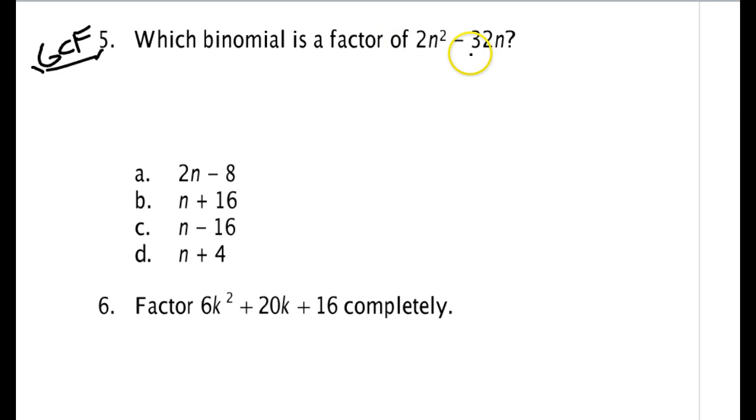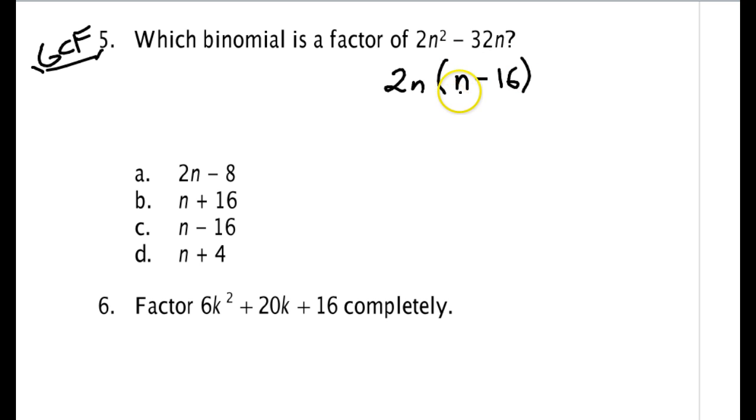So what number goes into both of these? 2 and 32, that would be just 2. And is there the same variable in both? You can see, yes, there's an n here, n squared here, and an n, so we can take that out. Let's go ahead and see what's left over. So 2n times n is 2n squared. 2n times what is negative 32? That would be just 16.